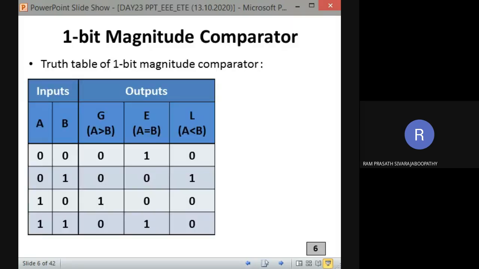Fine. So A and B are two inputs. Is the arrow visible? The arrow is visible. I'm pointing something on the screen. Is it visible?